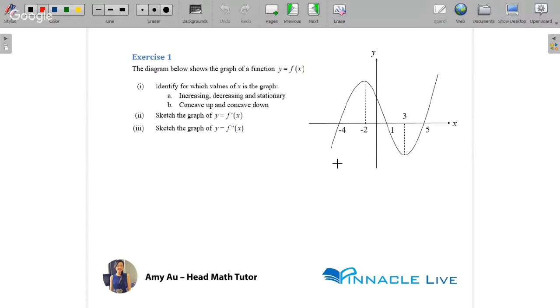So in these first few examples, what we're going to look at is just that tie between the first derivative and the gradient and how that can be used to map the gradient function. All right, so in this example, we want to identify the values of x for which the graph is increasing, decreasing, stationary. So we'll start by analyzing that first.